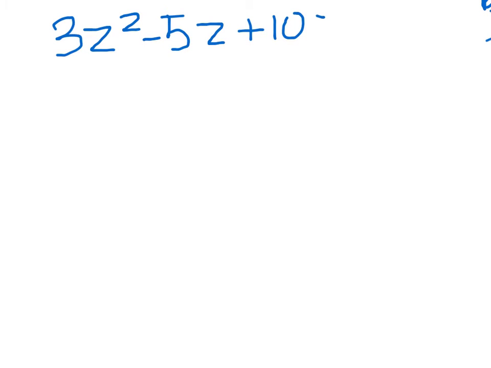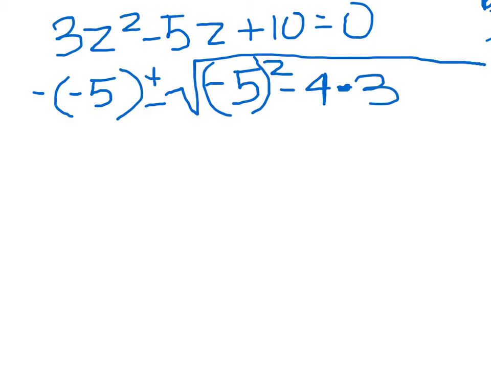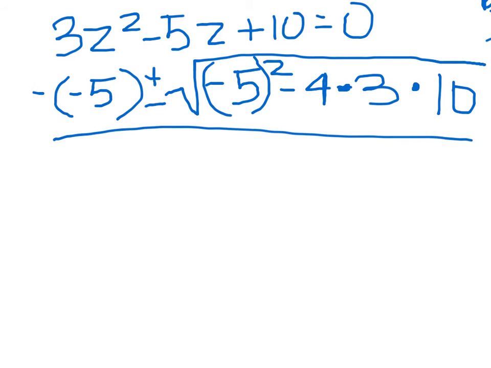Okay, so now that you know that, we are going to use this to plug in our equation. Again, our equation is 3z squared minus 5z plus 10 equals 0. When I plug that into the quadratic formula, I get negative 5 plus or minus the square root of negative 5 squared minus 4 times 3, oops, that's a multiplication symbol, times 3 times 10, over 2 times 3.